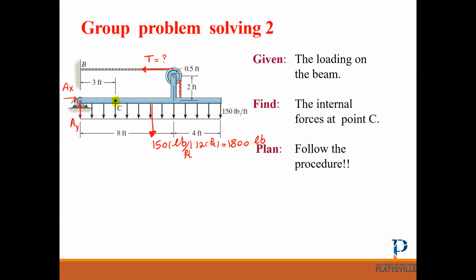So we found out all the support reactions, cable force, and also external forces. Now we are going to find internal forces at C. Let's just do it step by step. So the first step, find the reactions. Then draw the free body diagram, cut from point C, and then find out what the internal forces are.